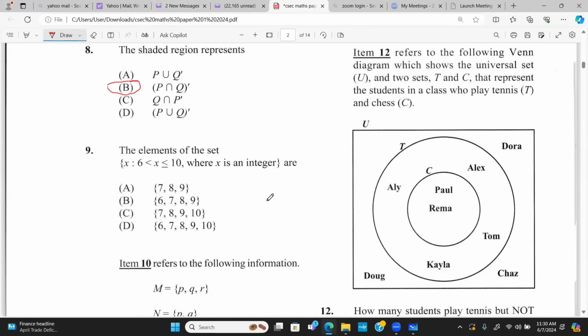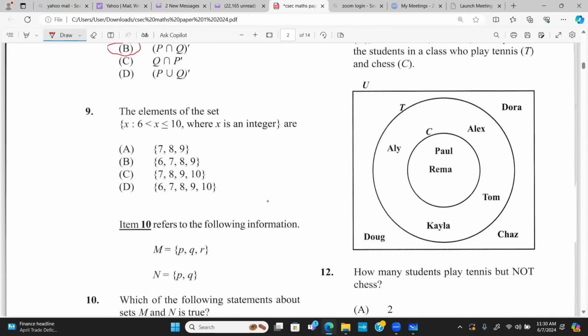So you want x to be greater than 6, but less than or equal to 10. Think about it: it's less than or equal to 10, but greater than 6. 6 is not a part of the solution. C is the answer. So we have to look carefully right there.